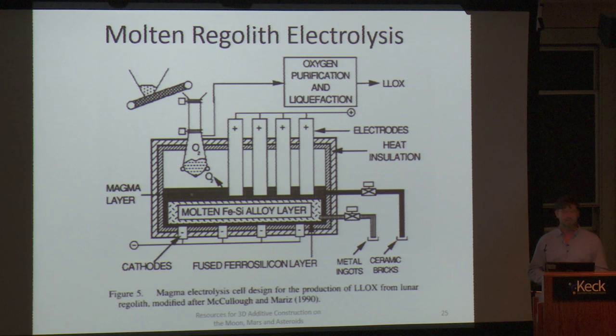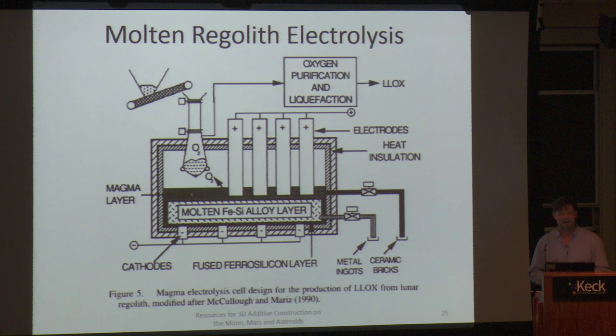That's where you take regolith, you melt it, and you run electrical current between some cathodes and anodes. The electrical current electrolyzes the minerals. It allows the oxygen to escape from the regolith. And then you get a two-layer melt where you've got slag floating on top of a mongrel alloy. Rob talked about mongrel alloys. Well, this is why we talk about mongrel alloys.